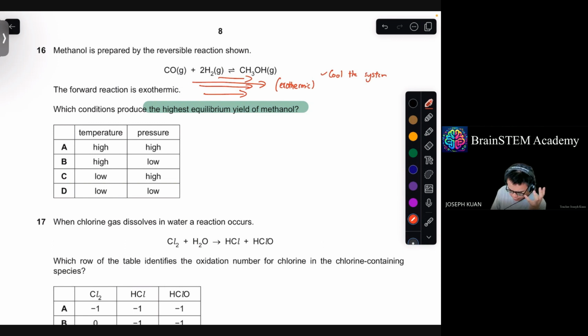And then in terms of pressure, pressure affects the equilibrium position if there are different numbers of moles of gaseous particles on both sides. So in total, you see that altogether on the left-hand side, there are 3 gaseous particles, and then on the right, there's only 1.